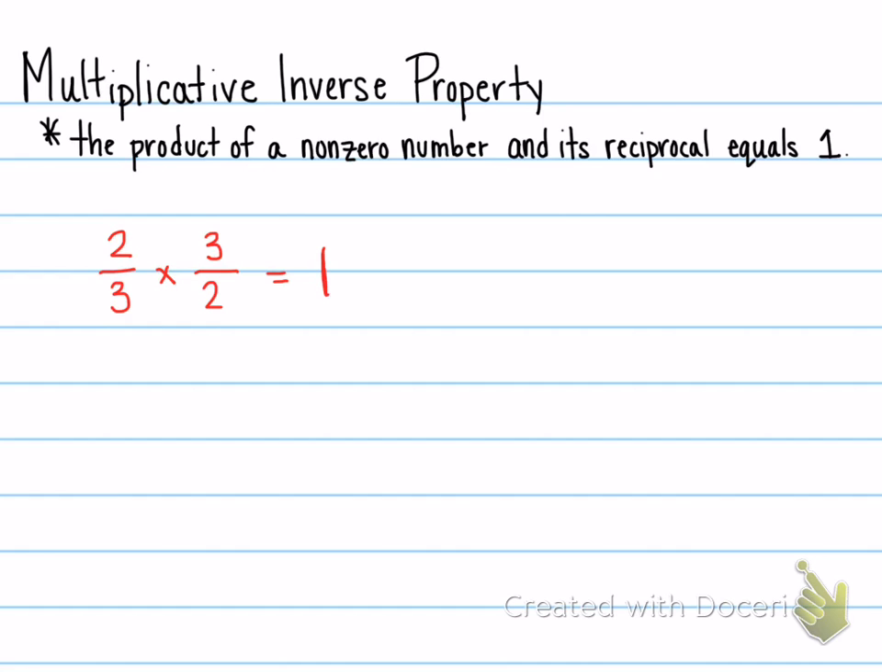Here's why. Remember, when you multiply fractions, you can simplify on the diagonal. Your diagonal in a reciprocal is always going to cancel out. 3 and 3 cancels to 1. 2 and 2 cancels to 1. So you end up with 1 as the answer.